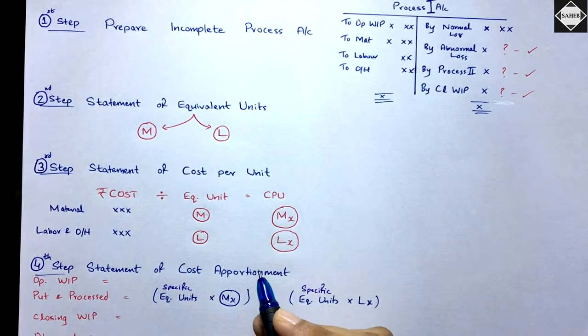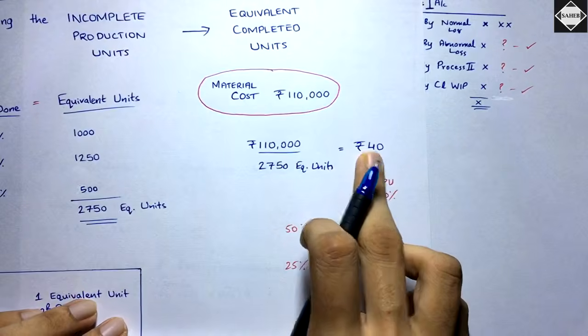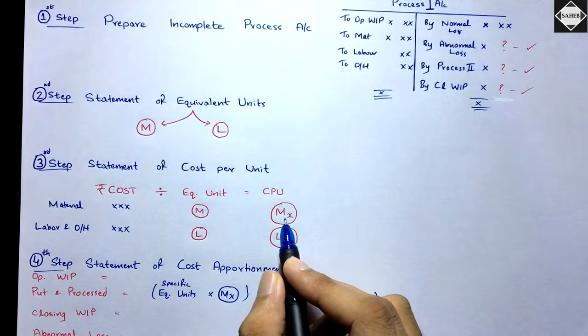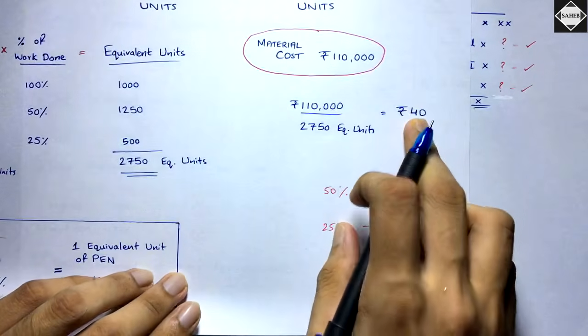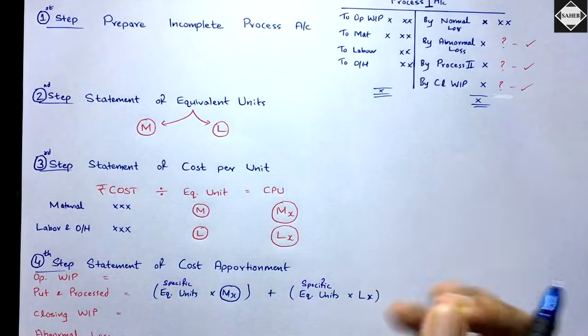How did we get that in the example? See here in this example, when we divided the total cost by the equivalent units, how did we get this CPU? We call that MX and LX. You will get the cost of material, 40 just for the material. Similarly for labor and overhead you will get a different cost per unit.